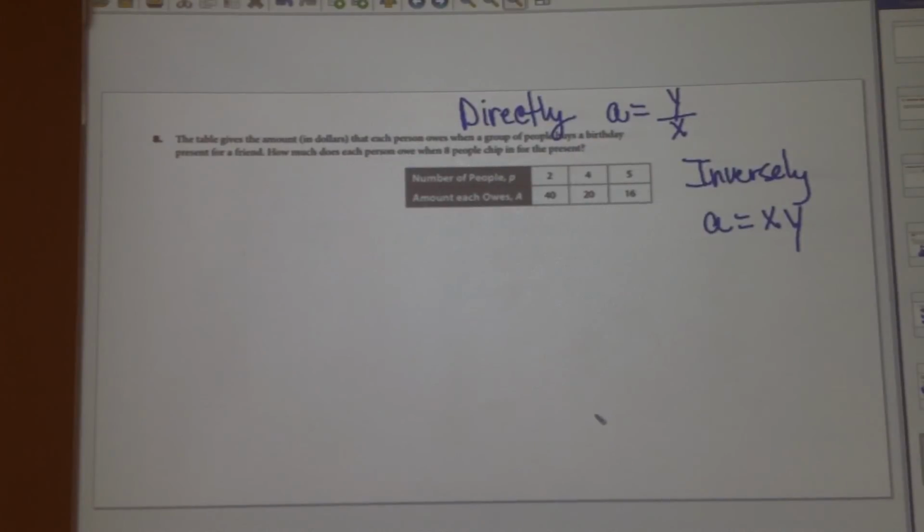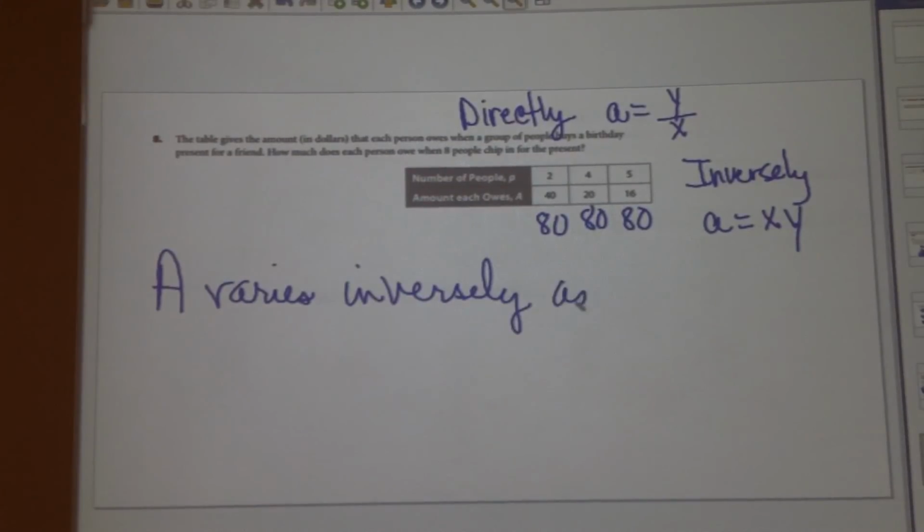So let's multiply them and see what we get. 2 times 40 is 80. 4 times 20 is 80. 5 times 16 is 80. So it's going to be inversely. I multiplied to get the constant 80. So I would say A varies inversely as P.